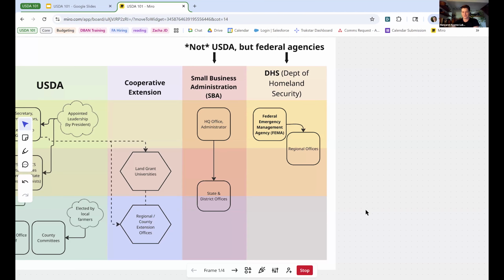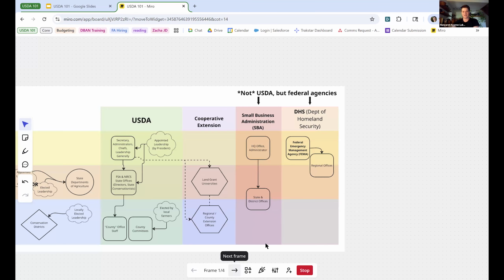Okay, we're gonna zoom back out and we're gonna go to USDA specific. Actually, I did that too soon. Sorry.